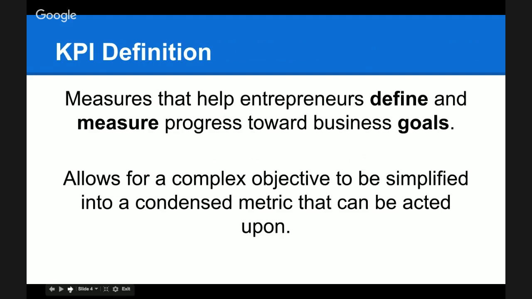The thing that is powerful about a KPI is that it allows for a complex objective or a complex thought process. Making a product and pushing it out into the marketplace is a very complex and difficult task. When you have KPIs, it allows you to simplify the tasks and the goals that you have into condensed metrics that you can keep an eye on, keep track of, and then actually have actions put towards them as you work through developing or launching a product.